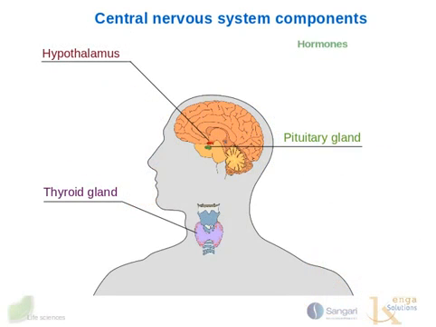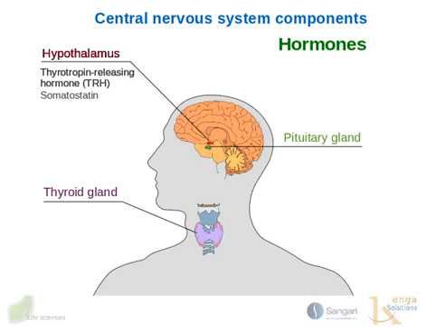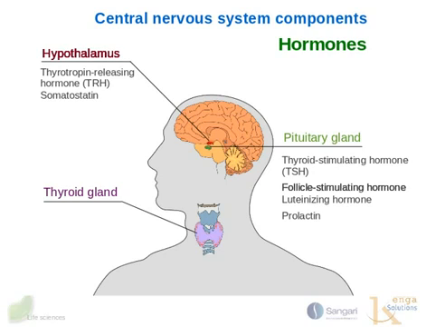Let us first look at the hormones that these three components of the endocrine system produce. The hypothalamus produces thyrotropin-releasing hormone, TRH, and somatostatin. One interesting aspect of TRH is that it is only 3 amino acids long, making it a fairly small biomolecule. The pituitary gland produces thyroid-stimulating hormone, or TSH. It also produces follicle-stimulating hormone, luteinizing hormone, prolactin, and growth hormone. We'll come back to these later. The thyroid gland produces thyroxine, also known as T4, and triiodothyronine, also known as T3.